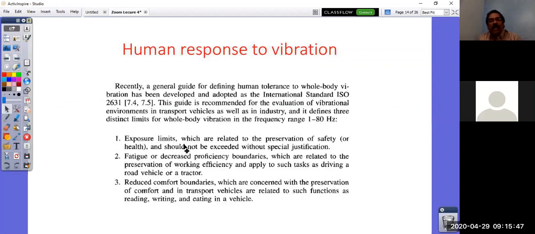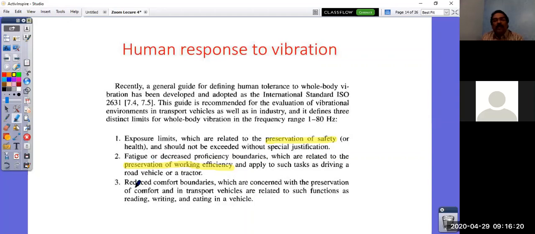So one is called exposure limits, primarily for the purpose of preservation of the safety of the vehicle. The second criterion is fatigue or decreased proficiency boundaries, which are again for preservation of working efficiency. So what do you mean by working efficiency? A driver has to comfortably drive the vehicle without any problem for a prolonged time. He will not be under any fatigue. So the boundary is what is defined by this.